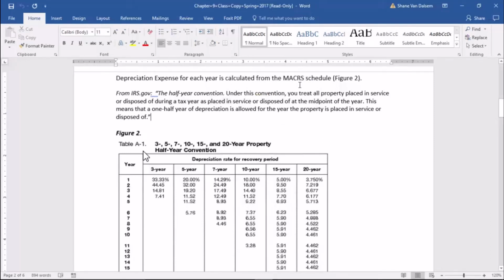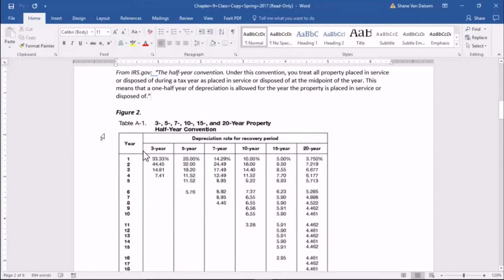So we assume that any time we purchase a fixed asset, it's purchased in the middle of the year, so we take at the beginning a half a year of depreciation, and at the end we have a half a year of depreciation. Now the MACRS half-year convention table assumes that it's placed in the middle of the year, so we don't have to adjust it there. Where we adjust it is at the end.